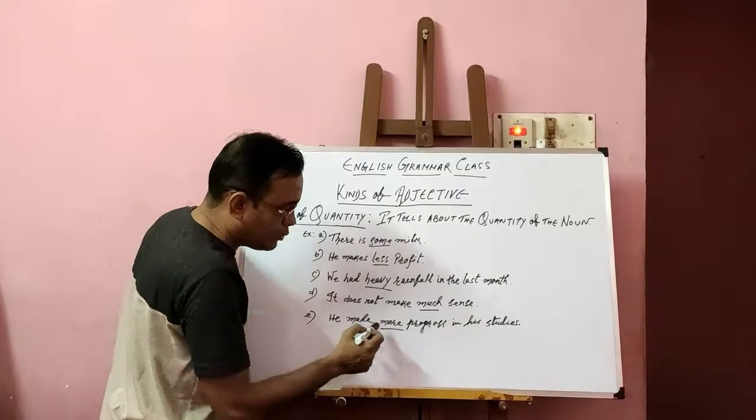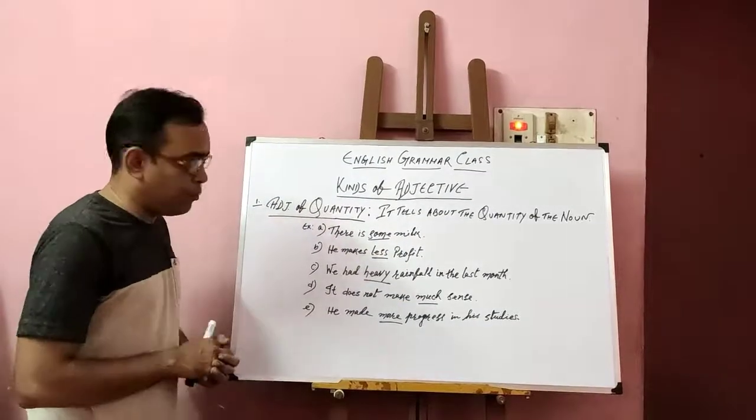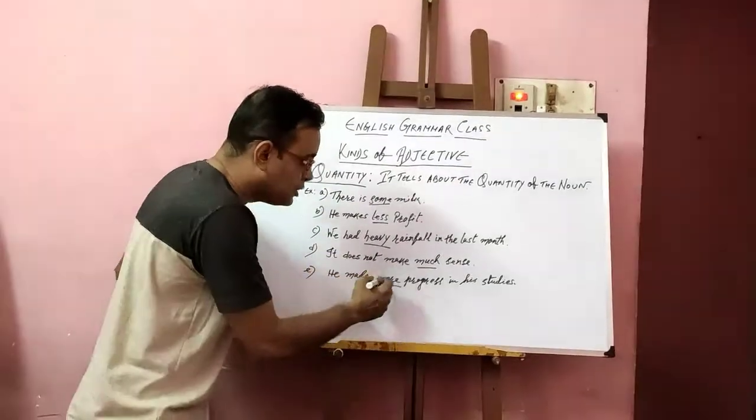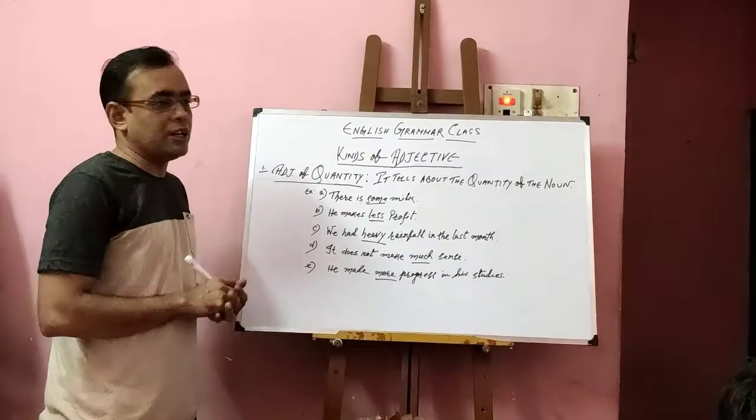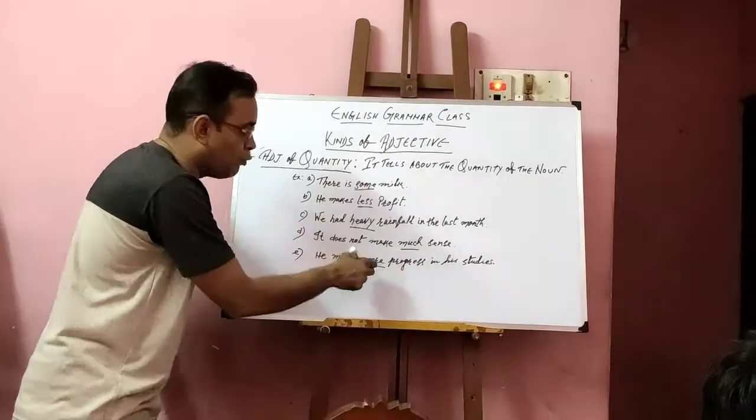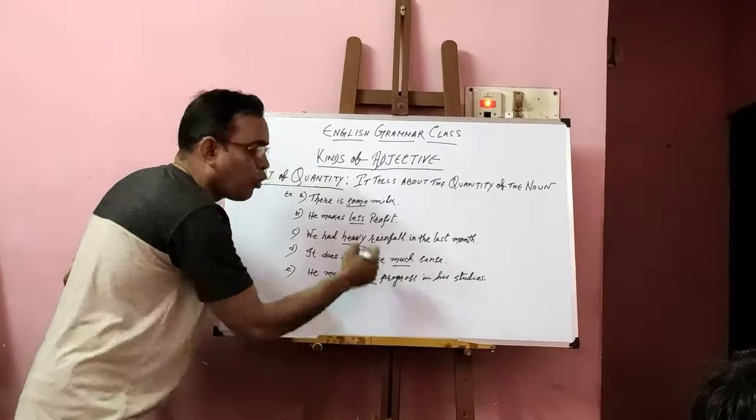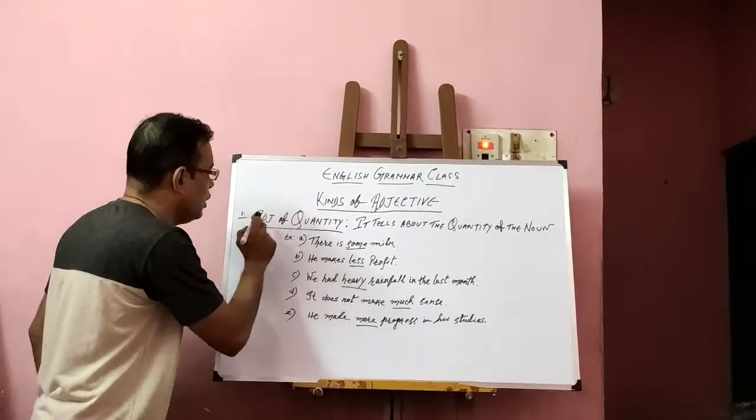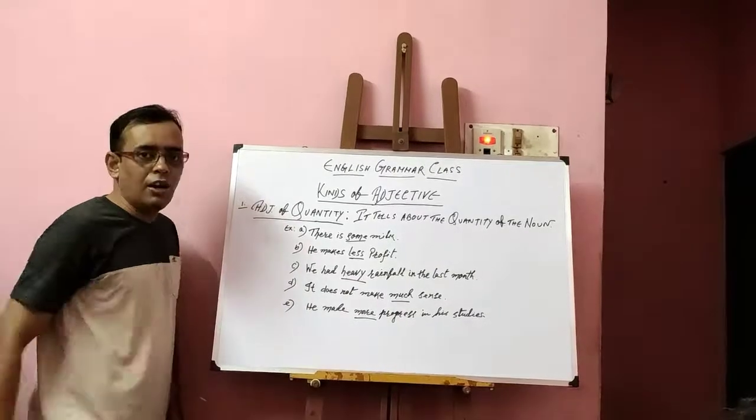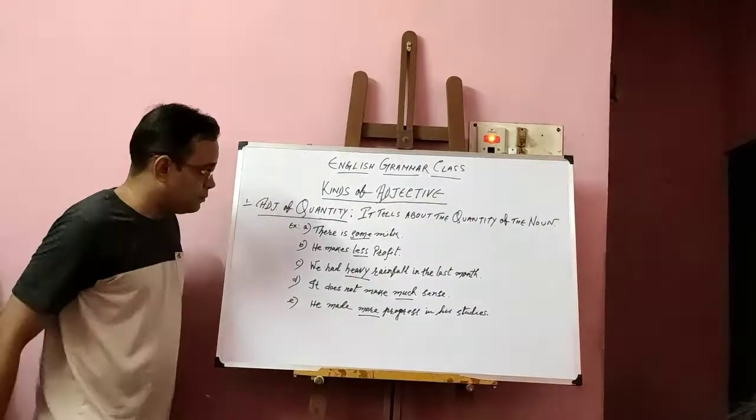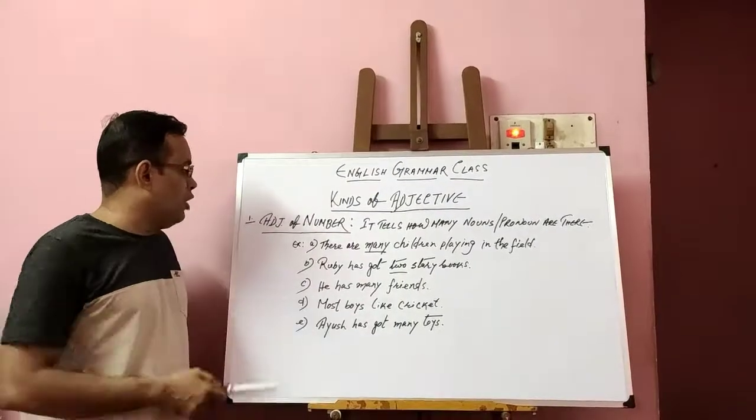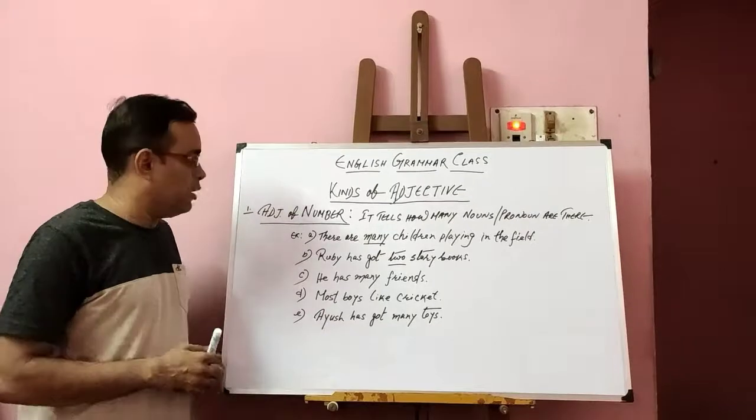Next, he made more progress. Progress is a noun. So how much progress is he making? He made more progress in his studies. So more quantifies the noun progress, so it's called an adjective of quantity. Clear? Next we go for adjective of number.